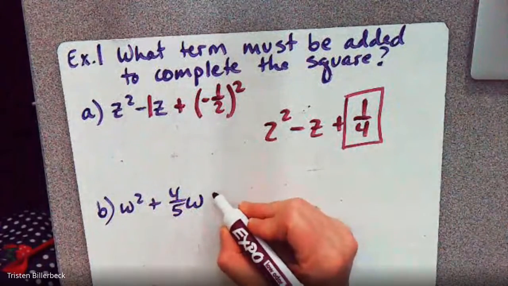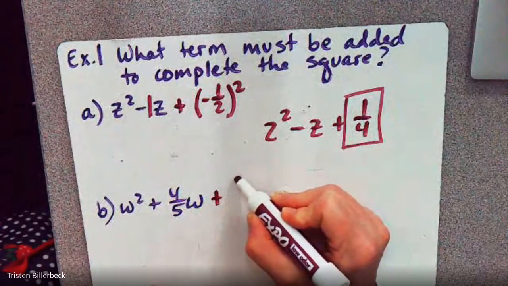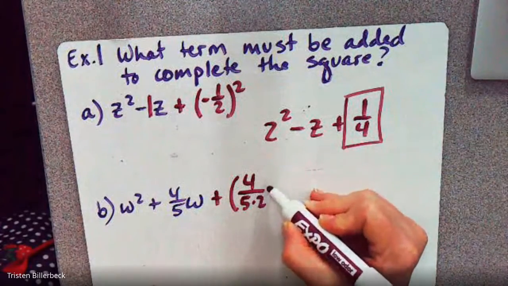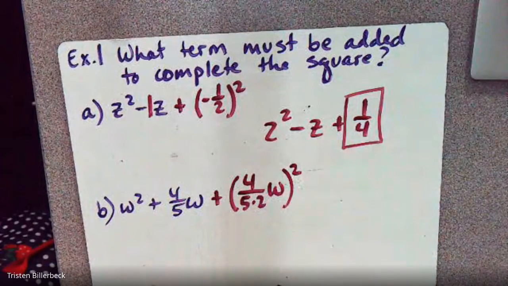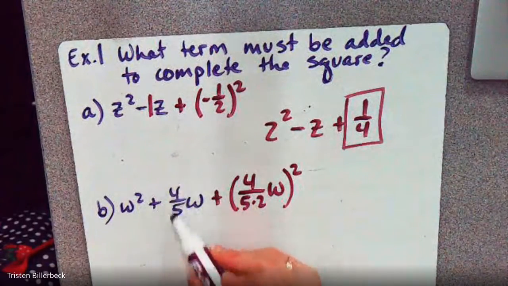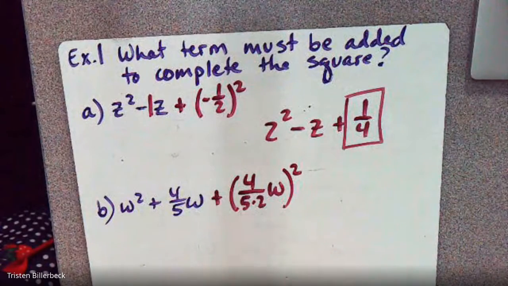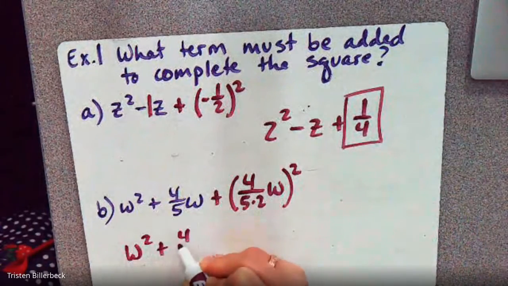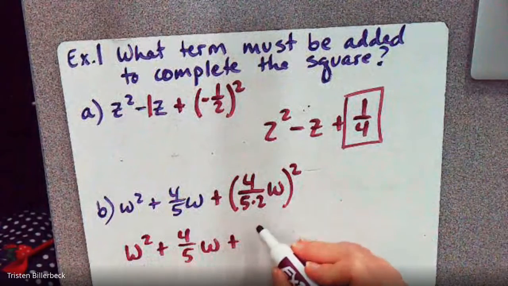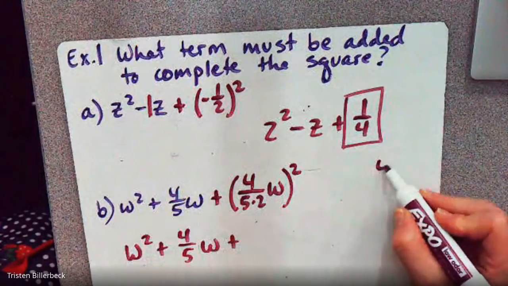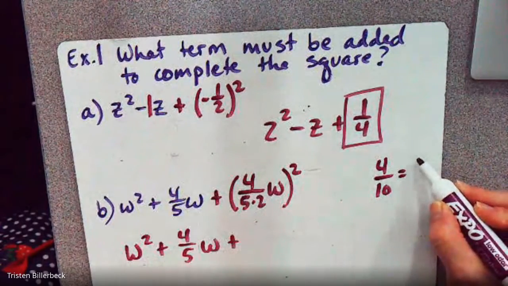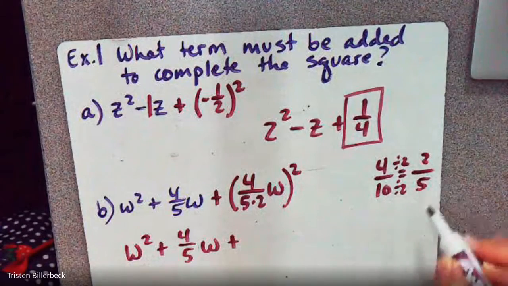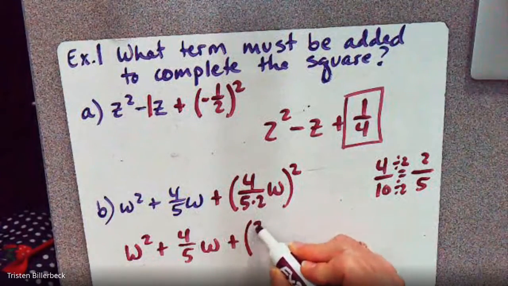Okay, if we take this, we have 4/5 divided by 2, squared. So I just divided 4/5 by 2 by multiplying the 5 by 2. So what this ends up being is w squared plus 4/5 w plus, and then we have 4/10. But wait a second, 4/10, if we reduce this, that's the same thing as 2/5. So let's do 2/5 squared.